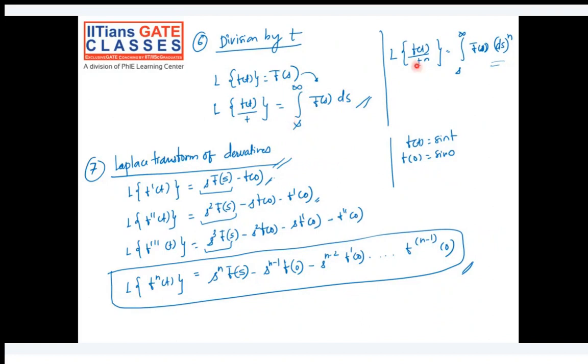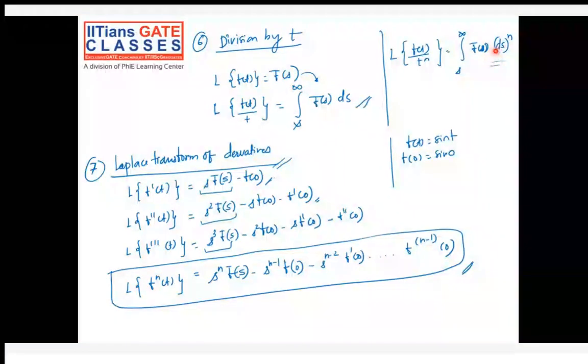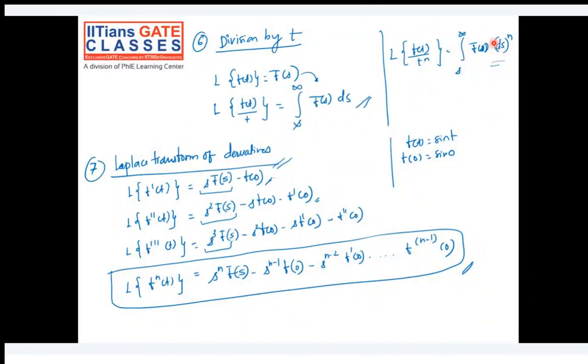But if you are dividing with the t raised to the power n, look at here on the right hand side, Laplace transform of f of t divided by t raised to the power n. In that case, you have to integrate n number of times. Okay, so I'm just using this integration sign once, but the same limit will be there and you have to integrate n number of times. Okay, so that is the overall idea. So this is the sixth property, very important.